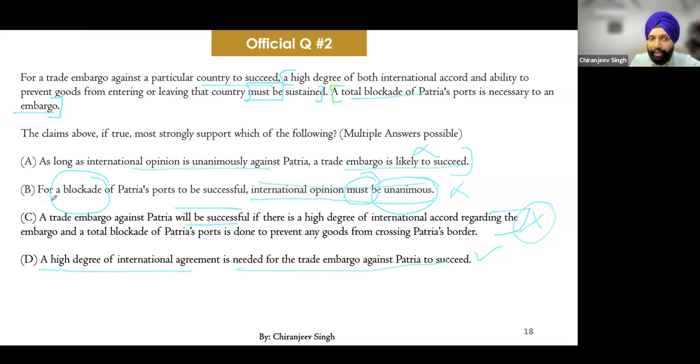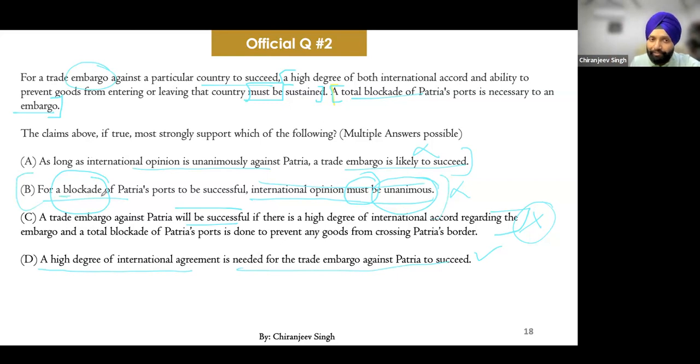We don't know anything about what is necessary for a blockade. Are we given anything about what is necessary for a blockade to be successful? We are given something about an embargo: for an embargo, a blockade is necessary. But what is necessary for a blockade? We are not given that anywhere.